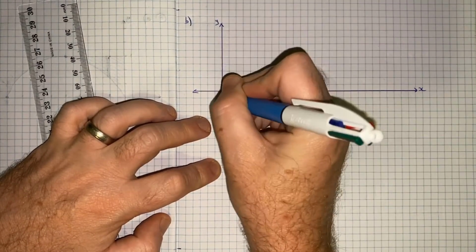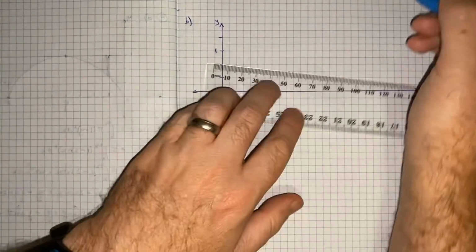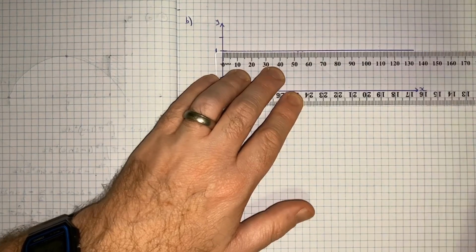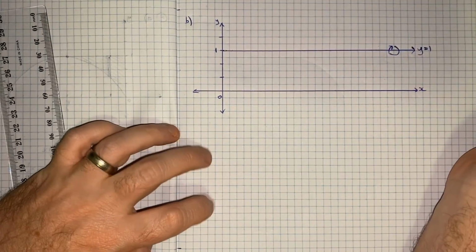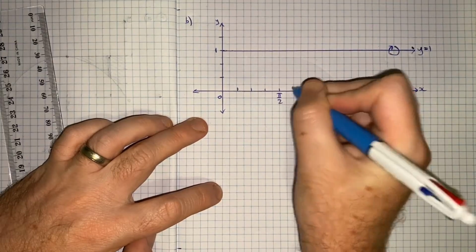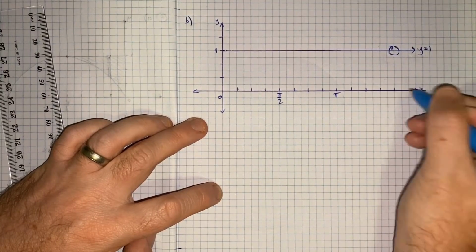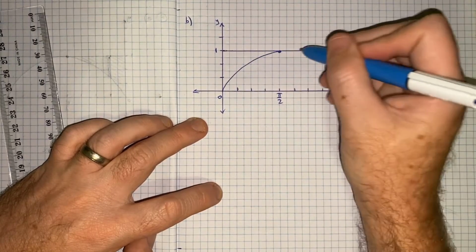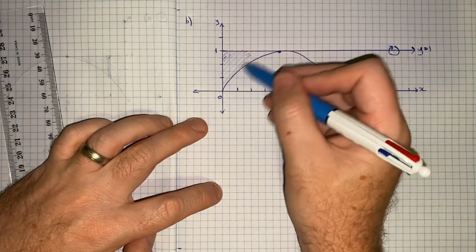X, Y, 0. We'll call that 1. This will be y is equal to 1, and we're still rotating about that line. Call this pi on 2, call that pi, and so on. So the curve will look like this. We don't really care about anything else. This is the main bit that we're concerned with.